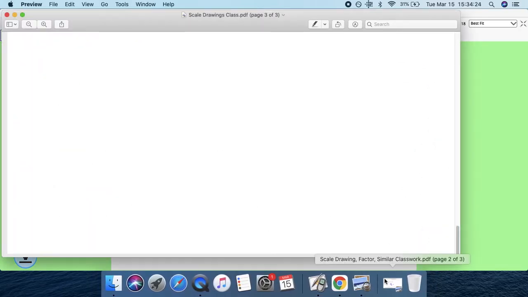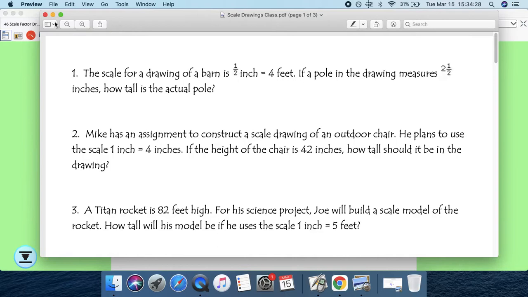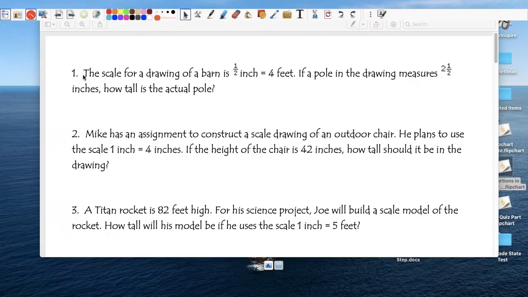Let's do this quick. Here with the odd numbers. Here we go.